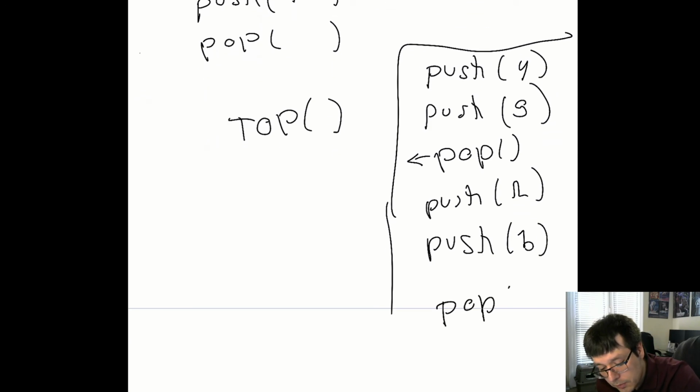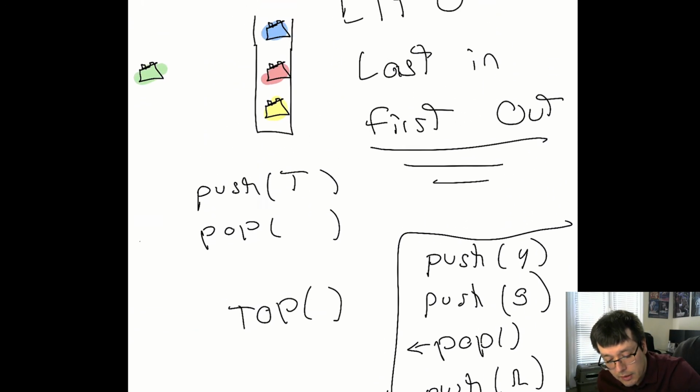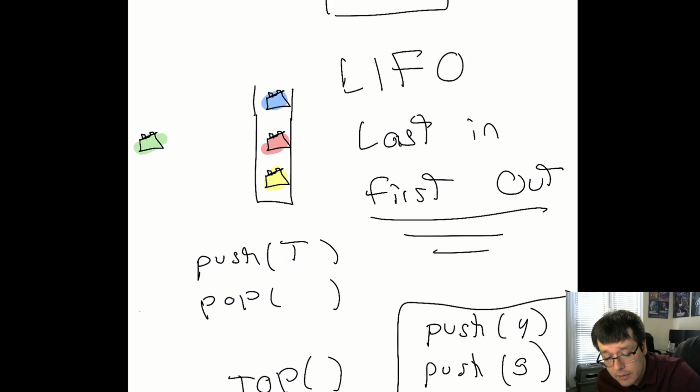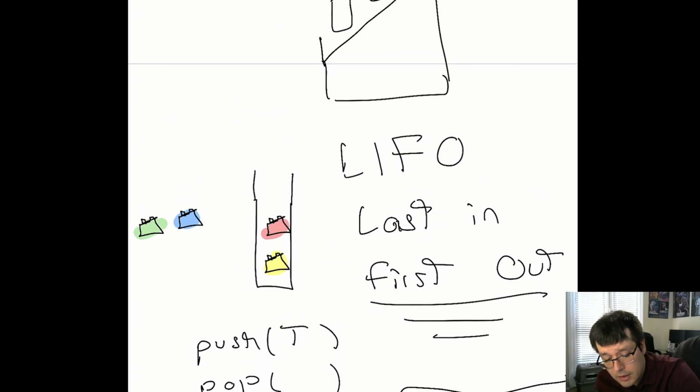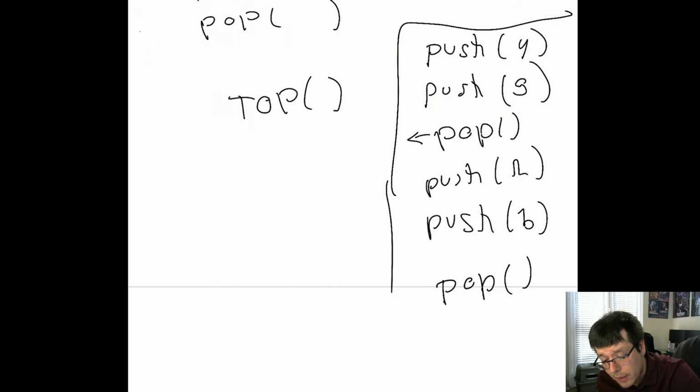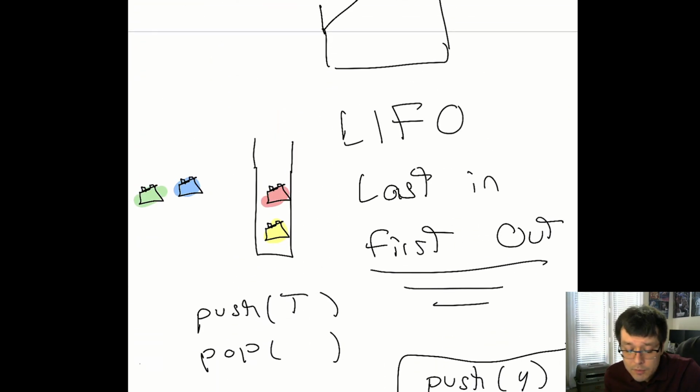Then let's pop something out. We pop something out, and we get a blue out of that. We could pop things out, so let's say we pop two more out. We get the red, and then we get the yellow, and then it's empty. That's the basic example of a stack.